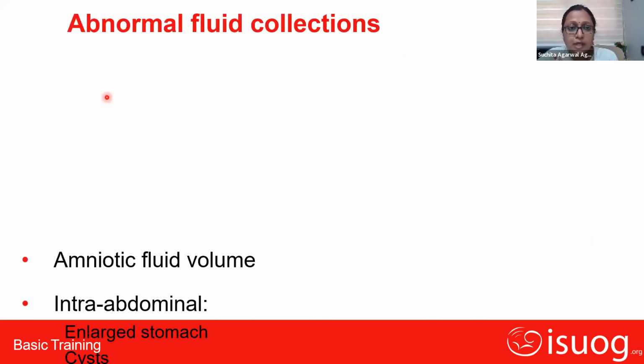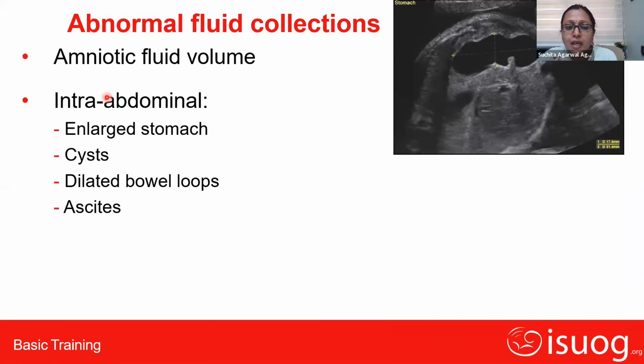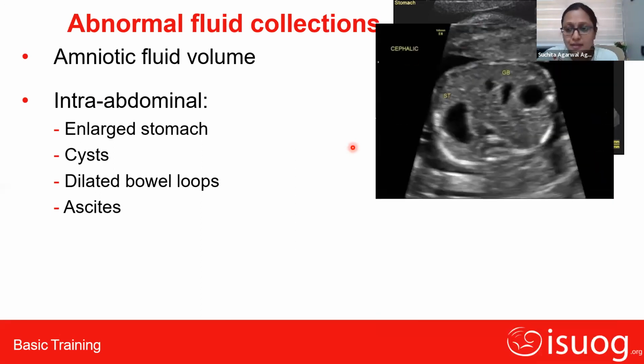So now come to abnormal fluid collections. There may be a difference in the amniotic fluid volume. There may be certain intra-abdominal fluid collections that may be an enlarged stomach, like we see, this is an enlarged stomach here. It may be enlarged stomach due to pyloric stenosis. It may be due to duodenal atresia. Then you may find many cysts in the abdomen.